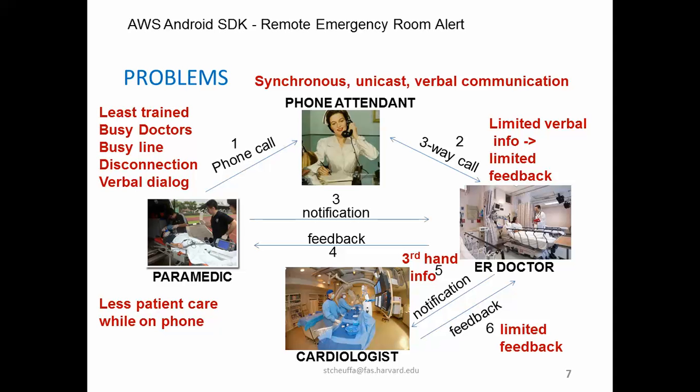So this communication is basically a synchronous unicast verbal communication in which both people, actually 3 people, have to be available at once for the phone call to occur. There is limited verbal information, limited feedback that is provided, and the emergency room doctor has to tell the cardiologist what he heard from the paramedic. So the cardiologist, who is actually the one performing the procedure, gets third-hand information.